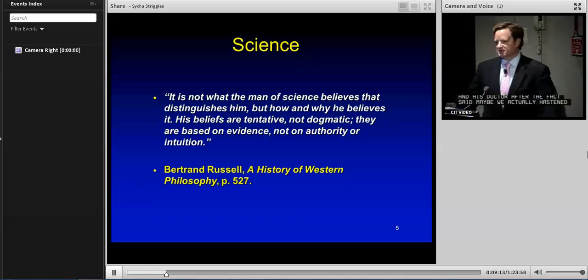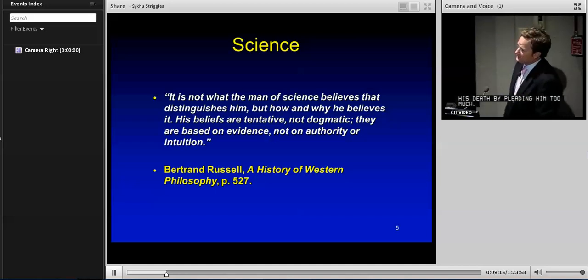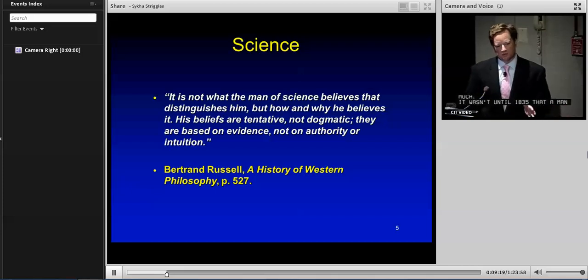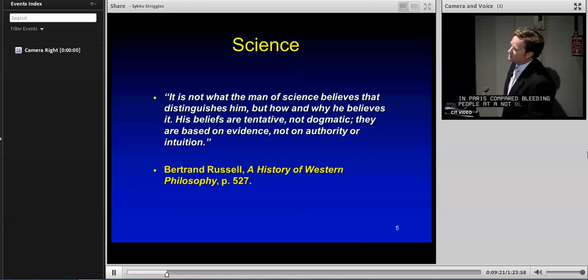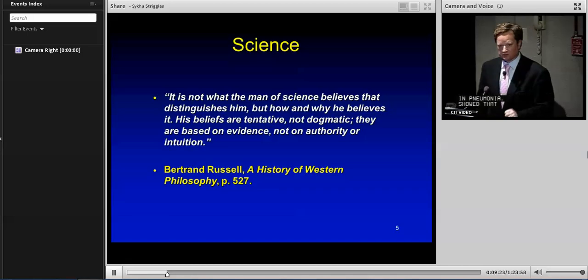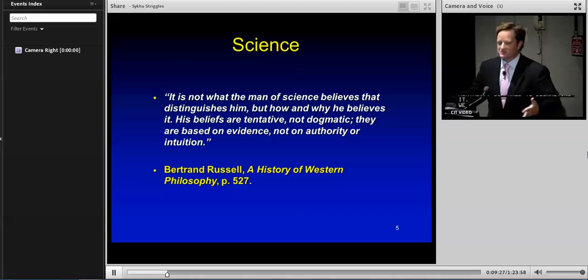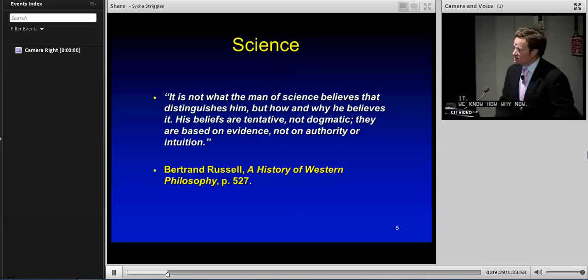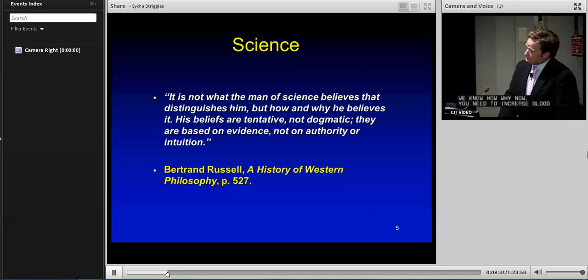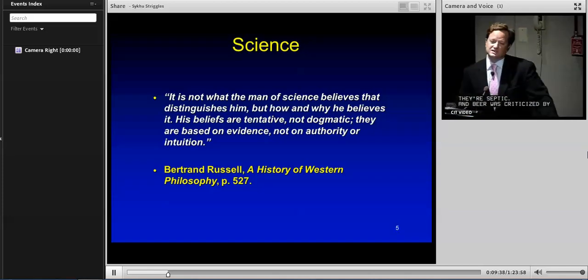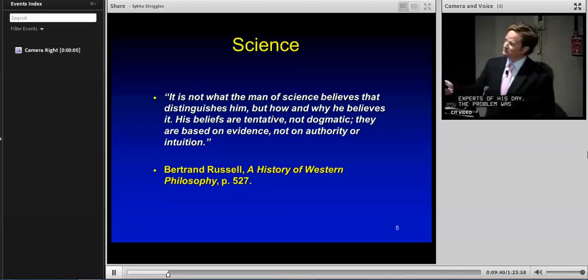It wasn't until 1835 that Pierre Louis in Paris did a study where he compared bleeding people to not bleeding people in pneumonia, and showed that bleeding increased mortality compared to decreasing it, which we know why now, because you actually need to increase somebody's blood volume, not decrease it, when they're septic. And actually, Pierre Louis was roundly criticized by the experts of his day, who said, well, the problem was you didn't take enough blood from people.